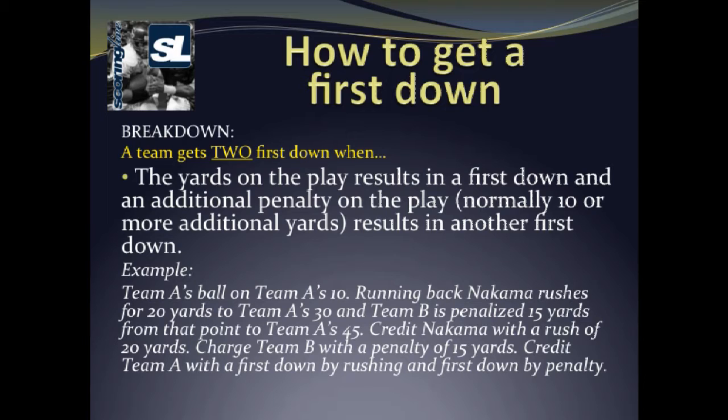So again, we gain 20 yards. There's a penalty, so they tack on another 15 yards, okay? So we're going to credit Nakama with a rush of 20 yards, which is what he gained from the 10 to the 30. And then we charge Team B with a penalty of 15 yards. So on that particular play, we credit Team A with a first down by rushing and a first down by penalty.